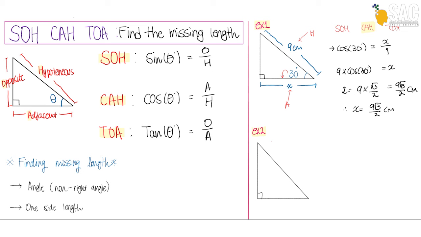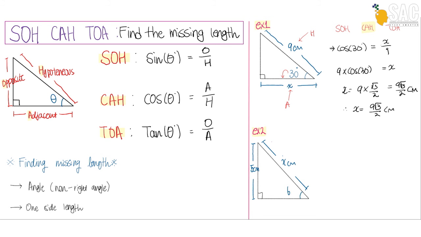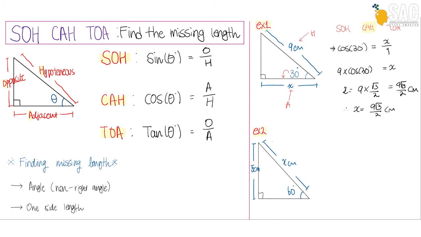Second example, we have another right triangle here with a vertical side length of 5 centimeters, and we're trying to find what this x centimeters is. The angle is 60 degrees on the bottom right. Again, let's label our side lengths. 5 centimeters is opposite to your angle 60 degrees, so let's label that as O. X is the longest side of this right triangle, so let's label it as H.